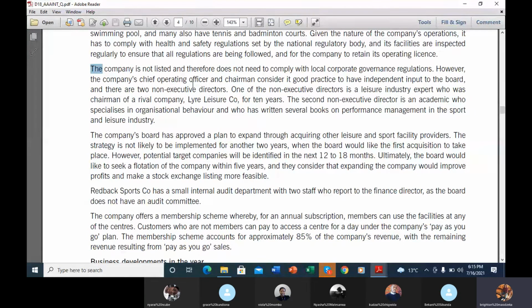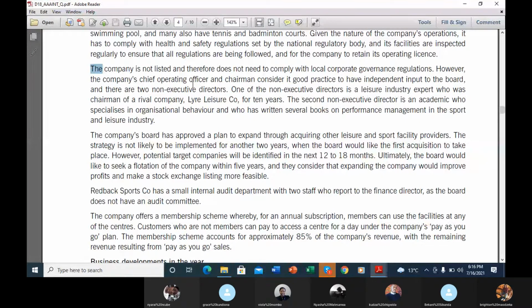Of course, it's not a listed company. There's no need to comply with local corporate governance regulations. But the board would like to seek a flotation of the company within 5 years. So what? There are some listing requirements, which means for this board to achieve this, they have to implement good corporate governance sooner. They have to meet some listing requirements sooner.